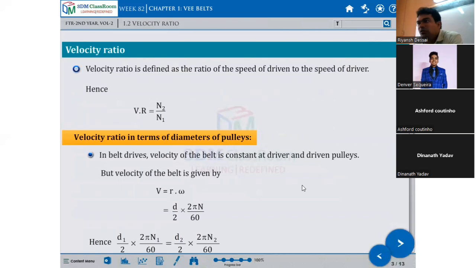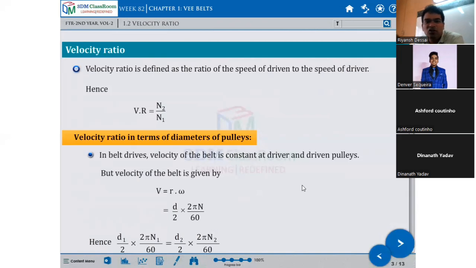Velocity ratio. Now this is a calculation point. You should know how you can calculate the velocity ratio. Velocity ratio is, from the driver pulley to the driven pulley, how much rotation is covered. So that is called velocity ratio.